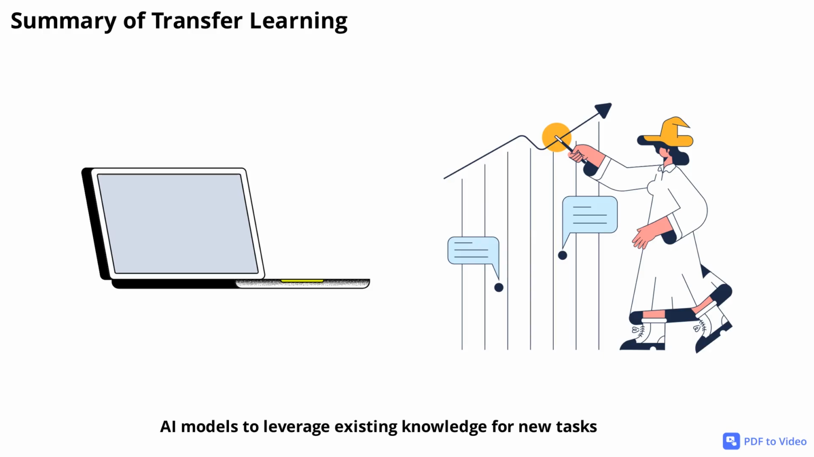It reduces data requirements, speeds up development, and enables AI to tackle a wider range of problems. As AI continues to evolve, transfer learning will remain a cornerstone of intelligent, adaptable systems.